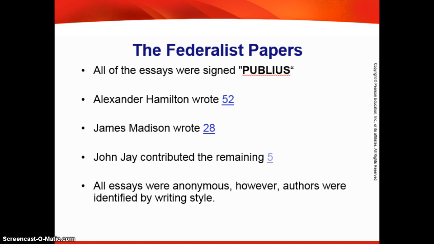The Federalist Papers were all essays signed Publius. It refers back to the Roman Empire, or the Roman Republic, actually. Alexander Hamilton will write 52 of them. James Madison will write 28, and John Jay will write the remaining 5. All the essays were anonymous. However, authors were identified by writing style.